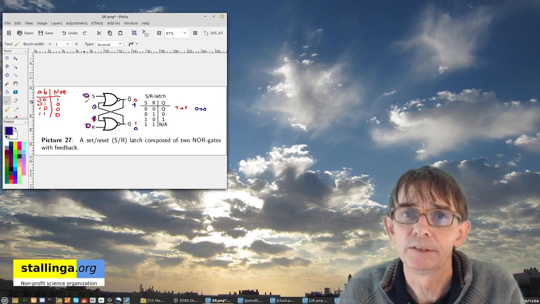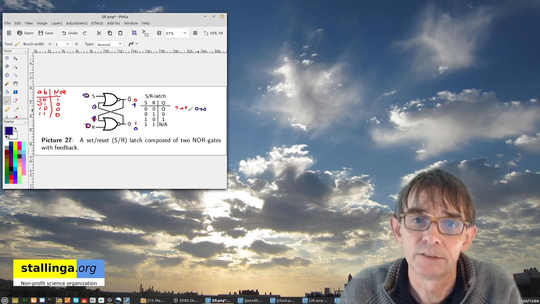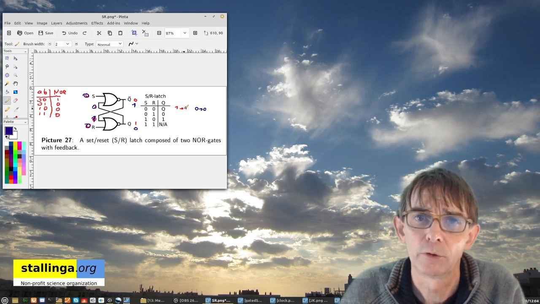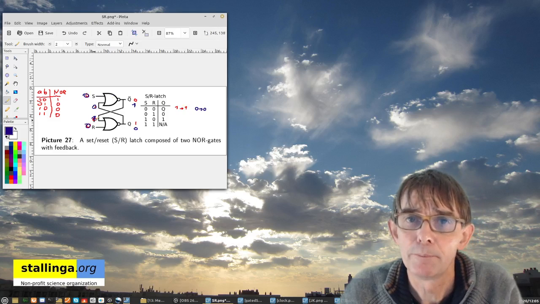So if I apply the combination 0, 0, it doesn't matter what the state was. If it is 0, it stays 0. If it's 1, it stays 1. So I have a memory element. If I apply 0, 0, the memory is retained.